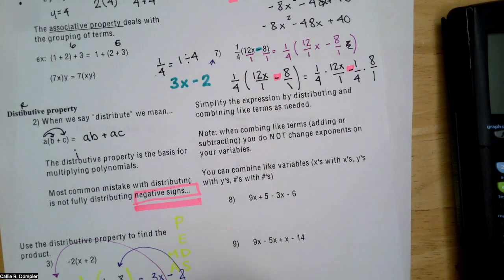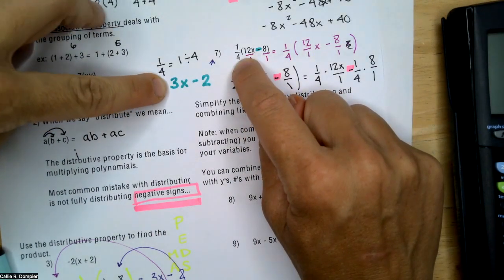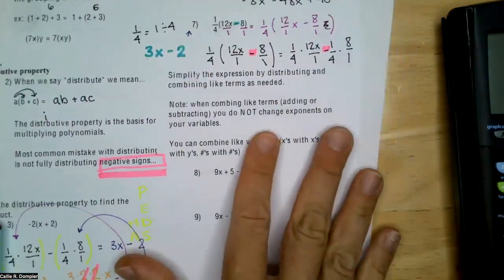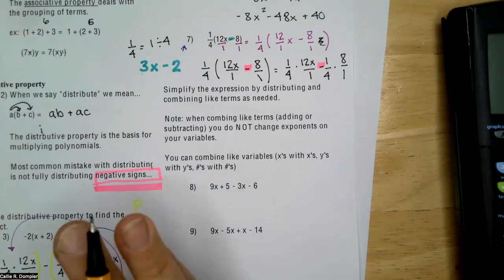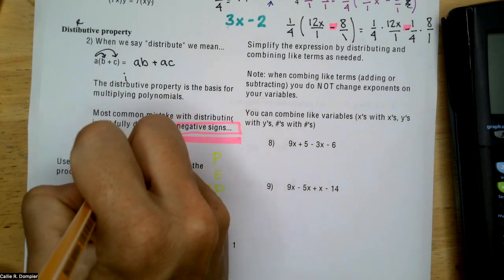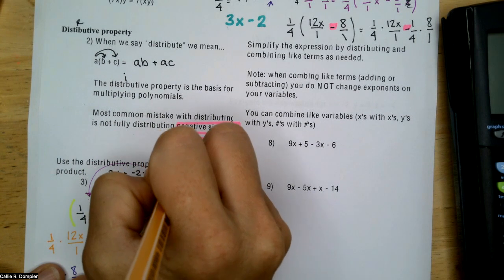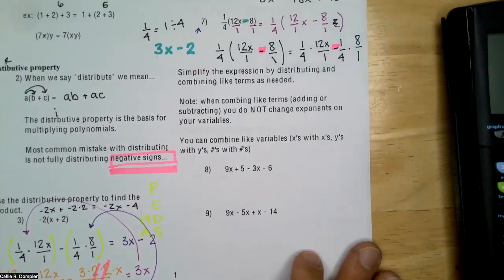So that minus sign. 12x divided by 4 is 3x. 8 divided by 4 is 2. That's where I got those. Okay. We skipped that one. So run right back. -2 times the quantity x plus 2 is just going to be -2x plus -2 times 2, which is -2x minus 4. Good. All right.